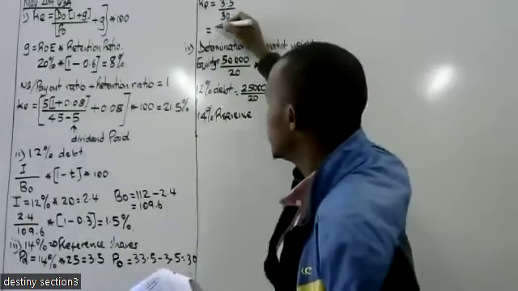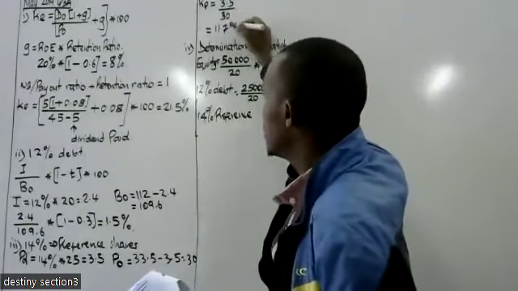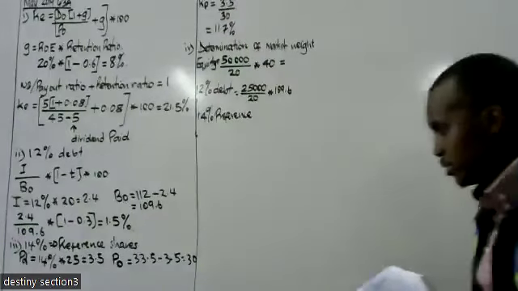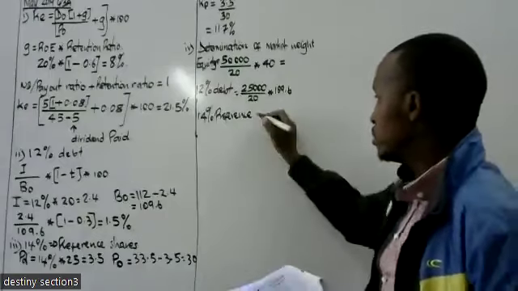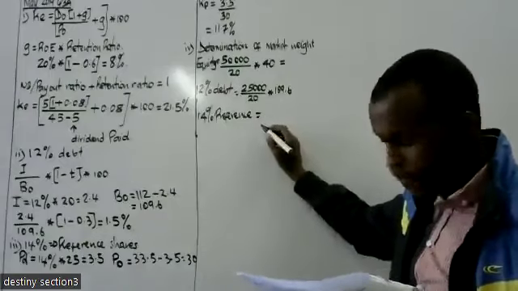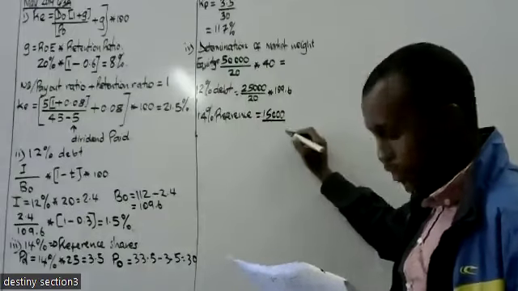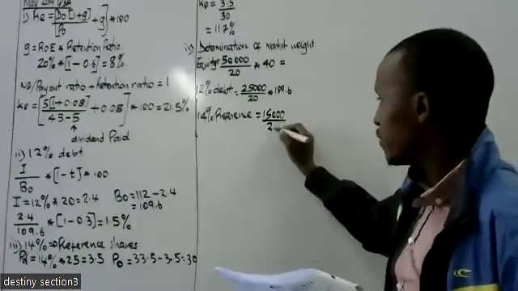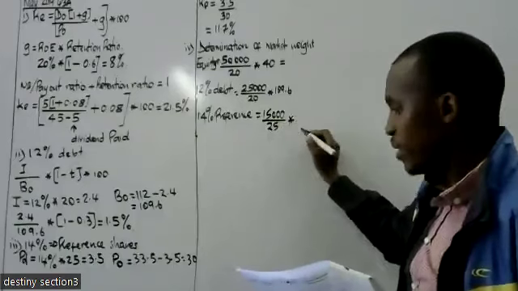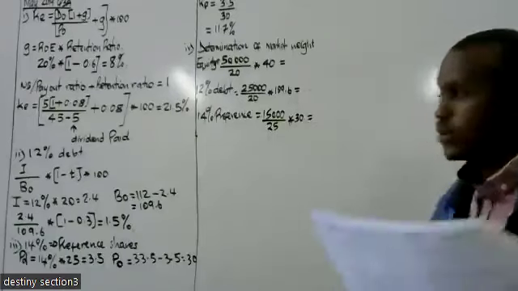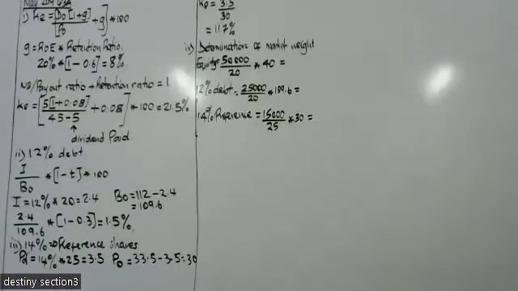How much? Exactly. Rate will be 15 now. Divided by what? 25. Multiply by that.